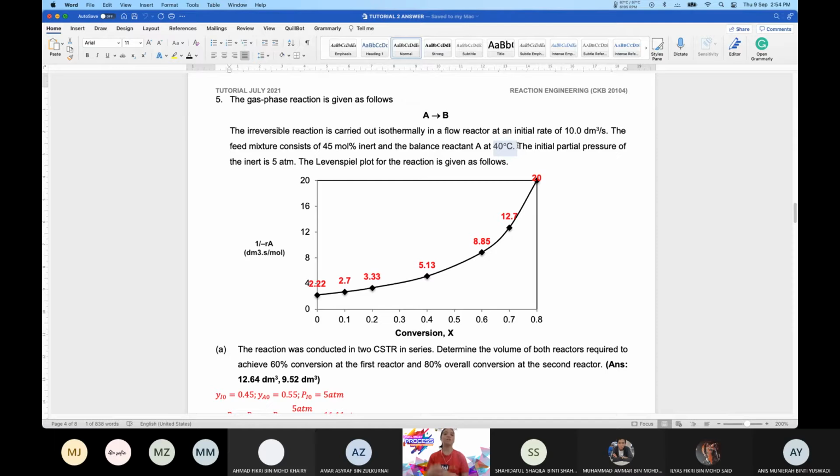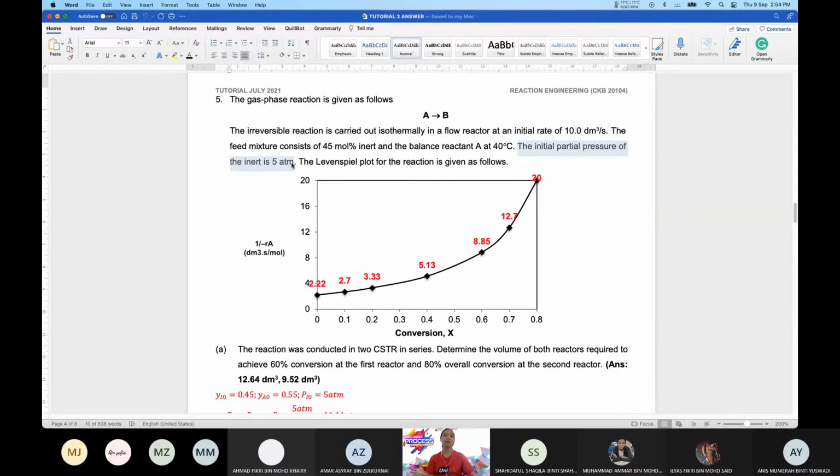So the initial temperature and final temperature are also 40 Celsius. Okay, next one. The initial partial pressure of the inert is 5 atm. Okay, dia beri kita pressure, tapi dia beri kita initial partial pressure of inert. So maknanya tekanan inert yang awal-awal tu, kita punya inert tu pada asalnya tekanan dia adalah 5 atm. Okay, itu tekanan daripada inert kita.